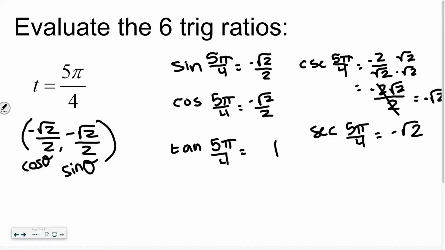So here's really nice. You now know cosecant and secant for every pi over 4 angle on the unit circle, right? It's always going to be square root 2 or negative square root 2, depending on which quadrant it's in. And then the reciprocal for tangent, the reciprocal to 1 is just 1. So cotangent is also 1. Okay. Questions about what I did right there?